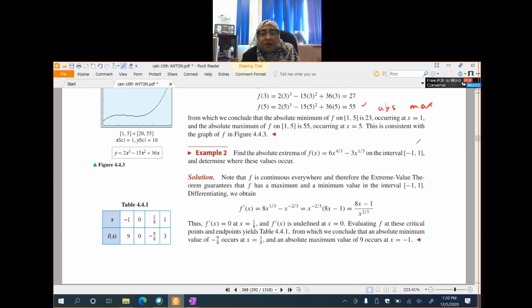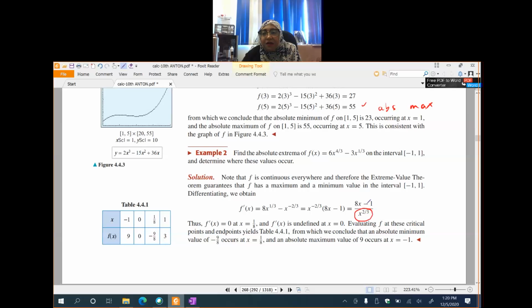For example 2, f prime is this one. It is in terms of a rational function. So the critical points will be at x equal to 1/8 as well as x equal to 0, which is when the denominator is equal to 0. So these are the two critical points.